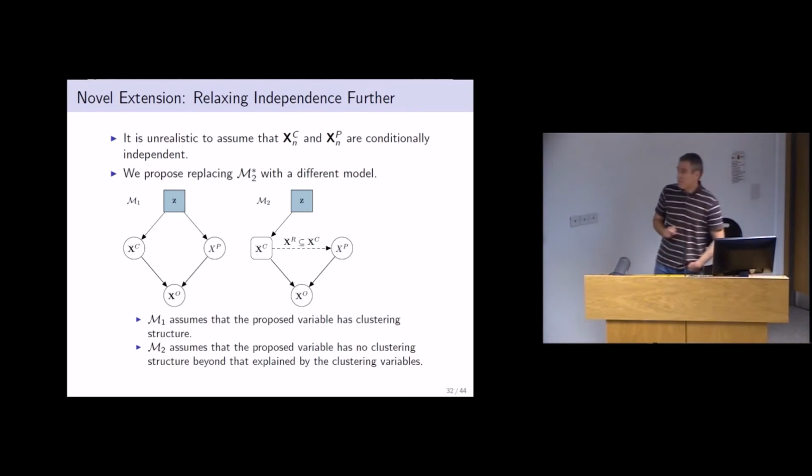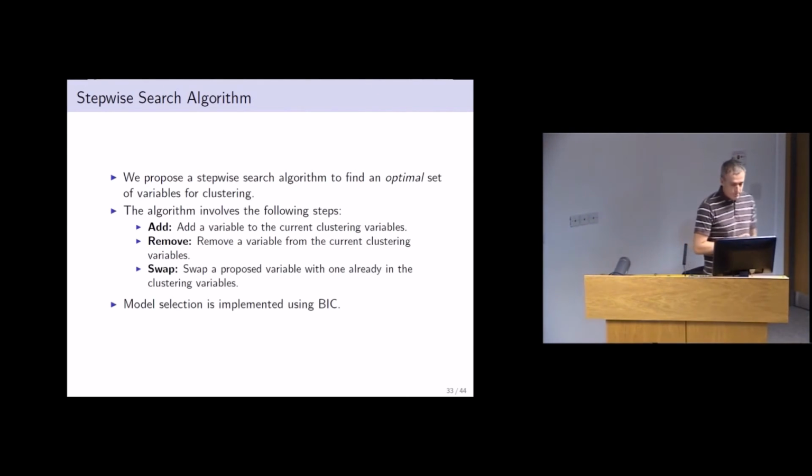We came up with a stepwise algorithm for searching the space, basically, of which variables are clustering and which ones are not. And it was basically a standard stepwise regression, or stepwise algorithm. We had a step for adding a variable, removing a variable, and it worked quite well, but it kept getting stuck in local maxima. So we found that adding an extra step to our algorithm that allows you to swap, so take one of the variables you currently consider to be clustering and the proposed variable and swap them. Don't do an add or a remove, do a swap. And that actually avoided the local maxima problem. And we did model selection using BIC like Dean and Raftery did.